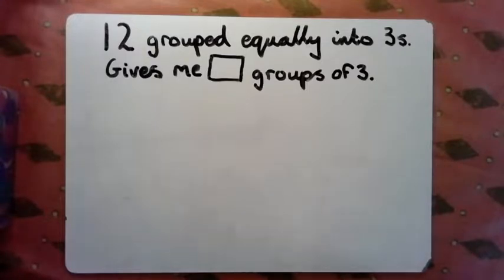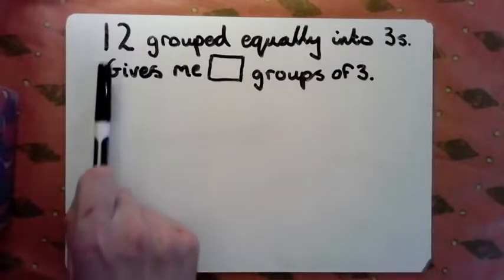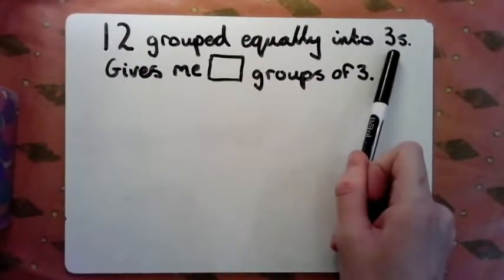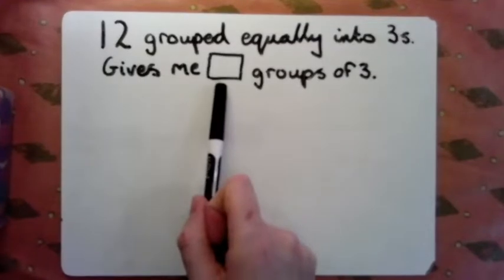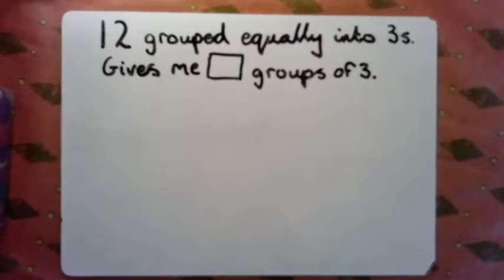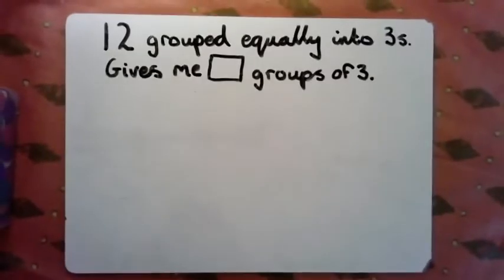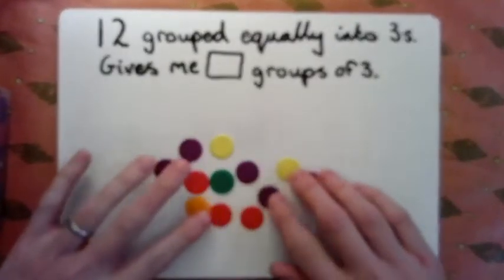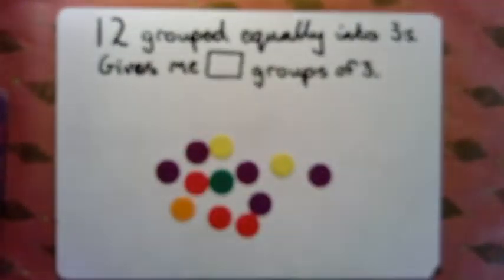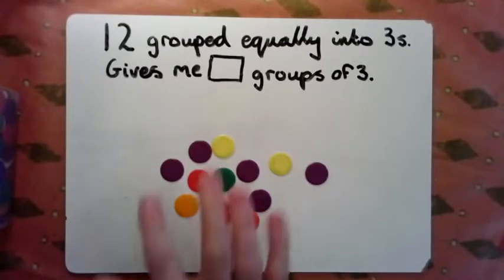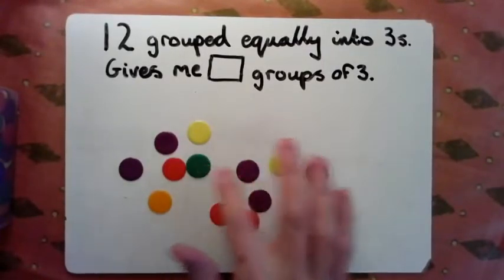So we've got a question here, which is 12 grouped equally into threes. That gives me something: groups of three. I'm going to go through it right from the beginning. I know that I've got 12, and I've got 12 counters here, which I just had at home. If you've got 12 of something, 12 Lego blocks, 12 of something that's the same, you can do this at home. So we've got 1, 2, 3, 4, 5, 6, 7, 8, 9, 10, 11, 12.